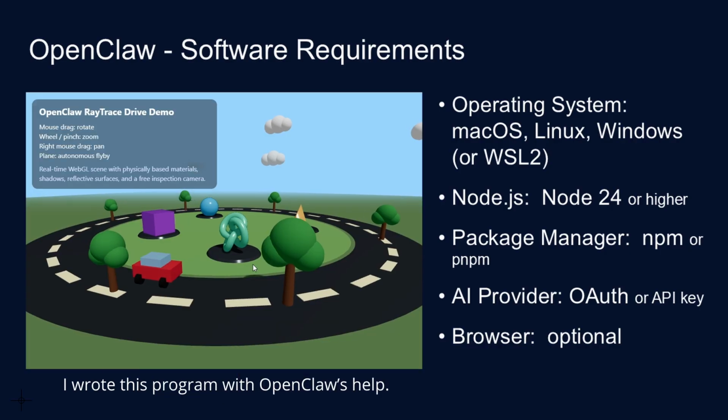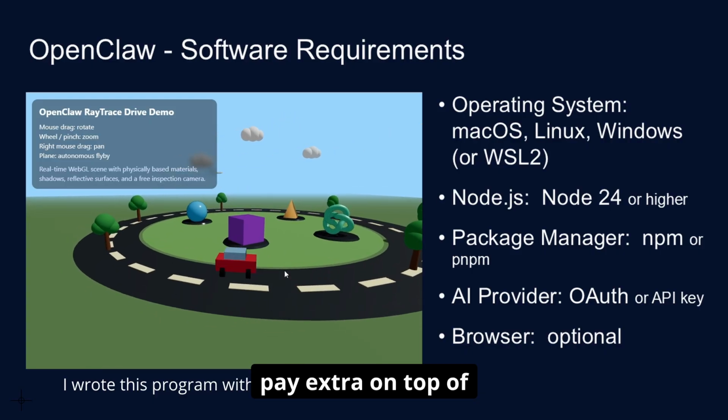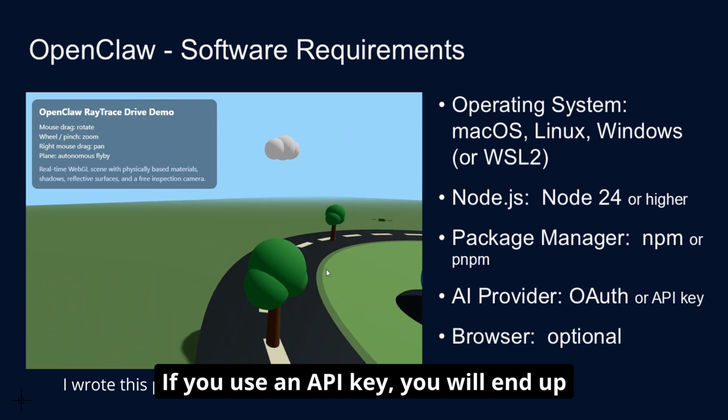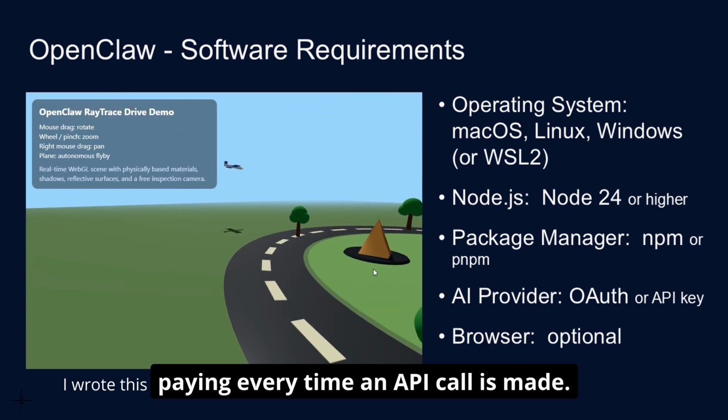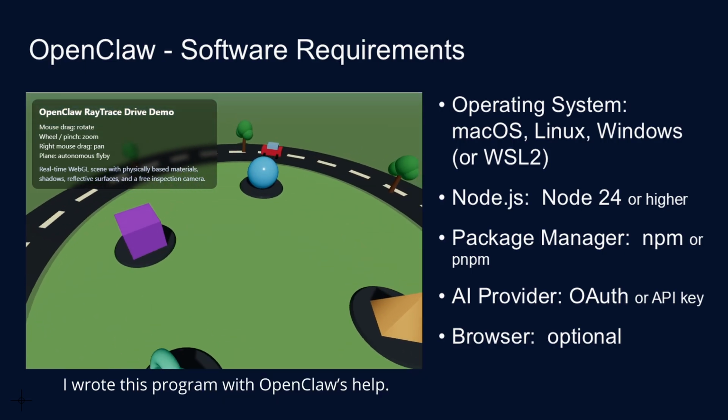OAuth is recommended if you have a ChatGPT subscription, so you don't have to pay extra on top of your monthly subscription. If you use an API key, you will end up paying every time an API call is made. Just be very careful of API keys.